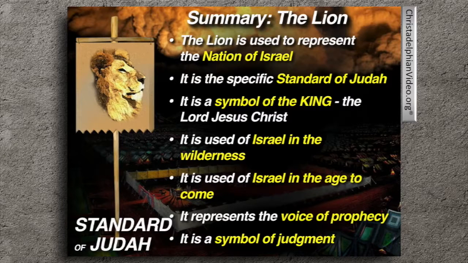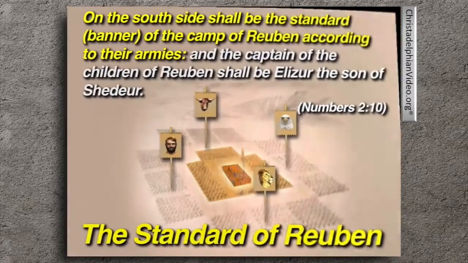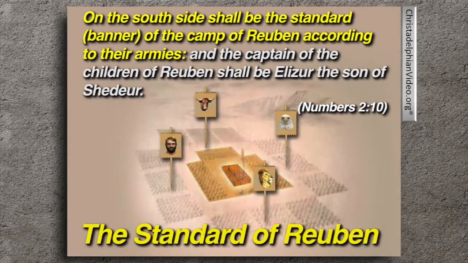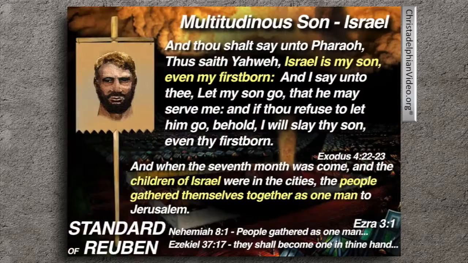So coming along then to Reuben, we find that he was camped on the south side, and the standard or the banner of the camp of Reuben, according to their armies, was to be put there. Numbers chapter 2 and verse 10. Reuben, of course, is represented by the man. He was the firstborn of Jacob. And so when we consider this idea of the face of a man that appears on the cherubim, we say, well, what does that represent to us? Well, of course, there's several things it represents.